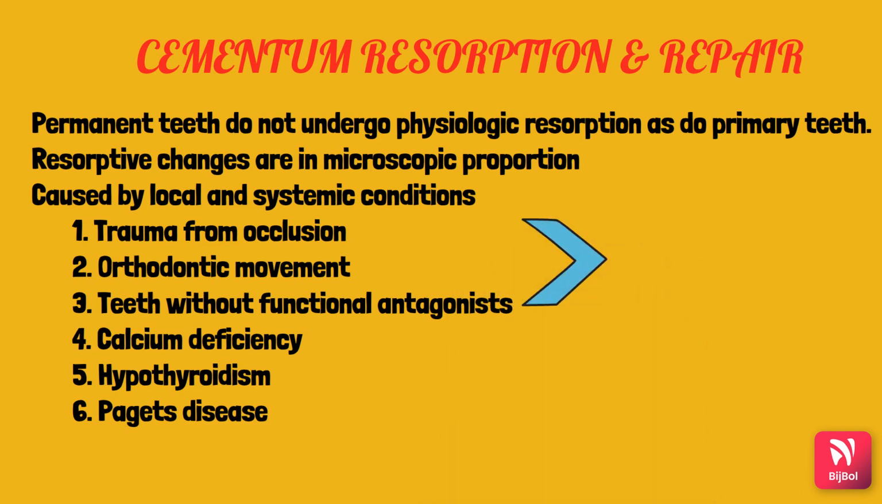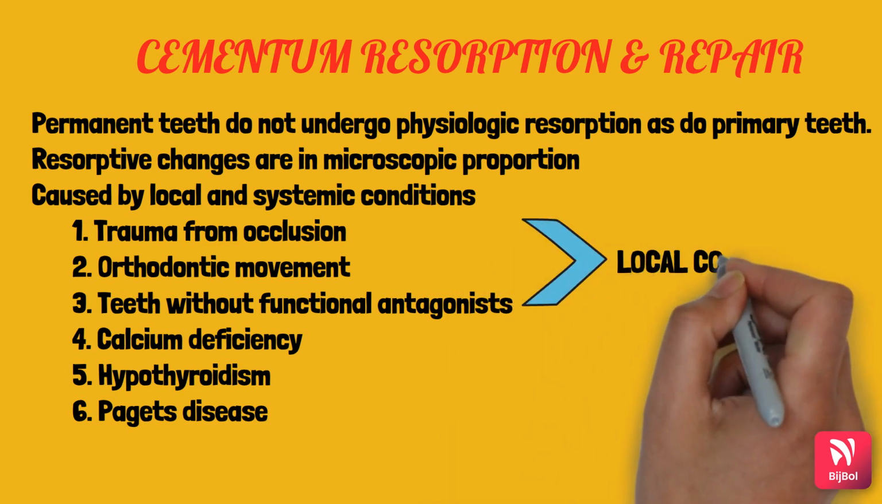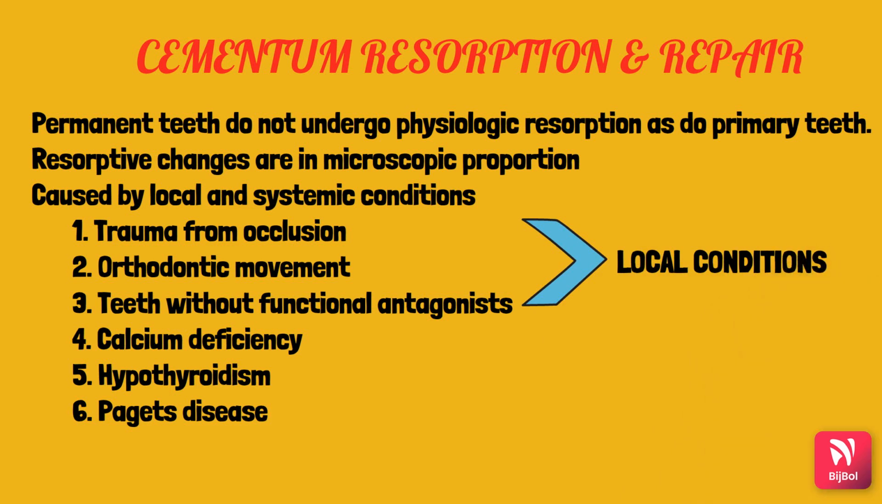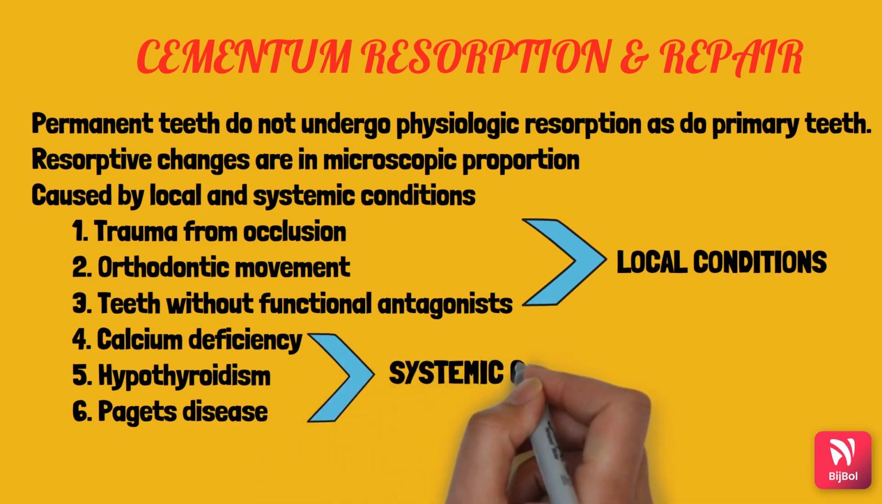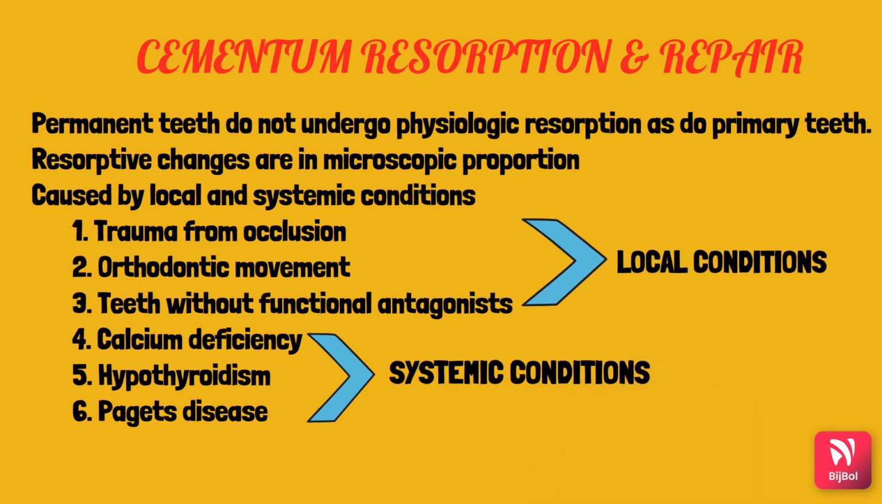And these resorptive changes are also caused by local or systemic conditions. The local conditions include trauma from occlusion, orthodontic movement, teeth that are present without the functional antagonist, or replanted or transplanted teeth. In case of teeth with periapical disease and periodontal disease, some amount of resorption takes place. Whereas the systemic conditions that cause cementum resorption include calcium deficiency, hypothyroidism, and Paget's disease.